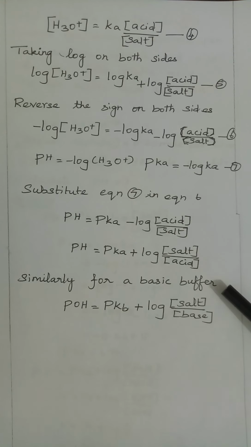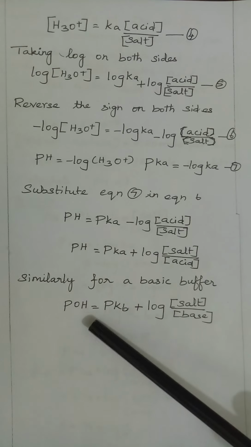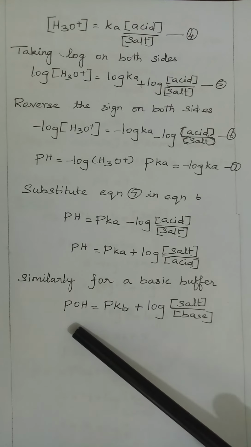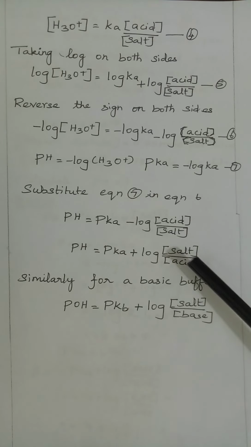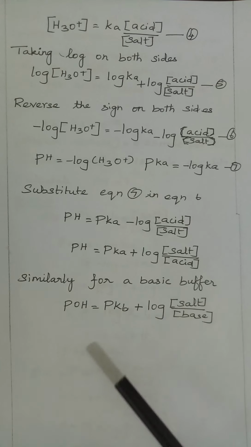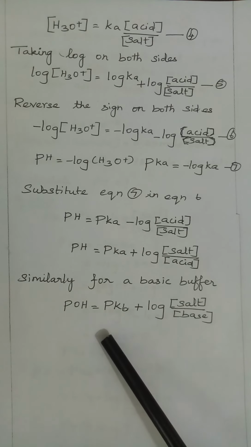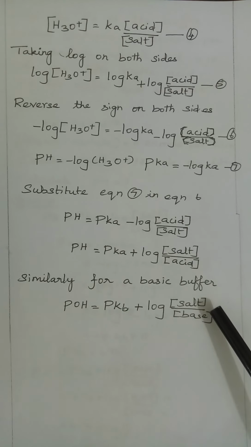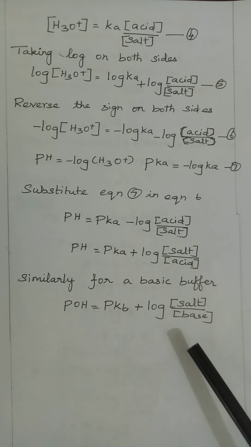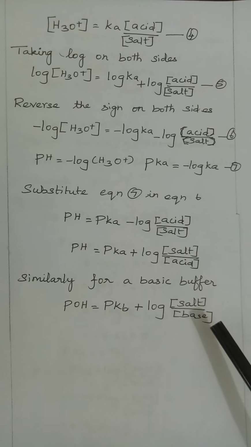Suppose you take a basic buffer, the formula becomes pOH. For acid it was pKa, here pKb, plus log of concentration of salt, here also salt. For acidic buffer, acid. For basic buffer, base. So pOH is equal to pKb plus log of concentration of salt by concentration of base. This is the Henderson equation for basic buffer.